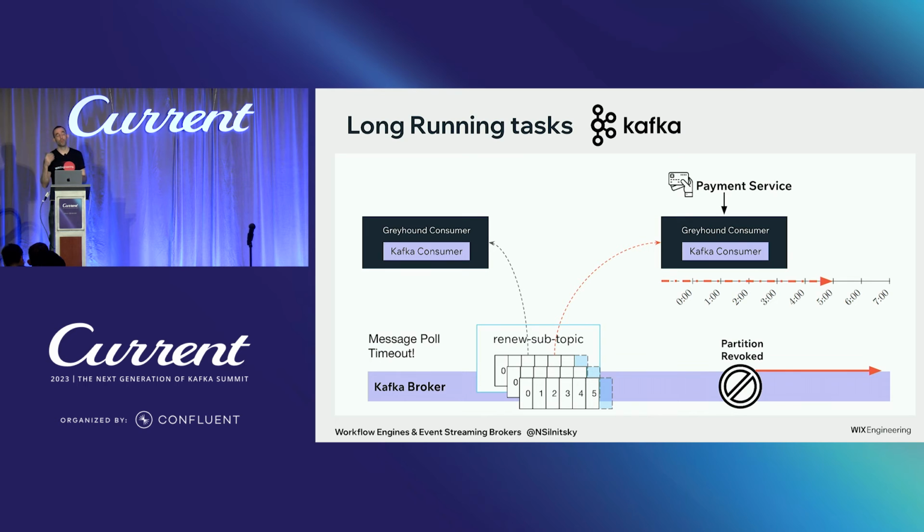So then the Wix developer either needs to try to break down the processing to smaller chunks, or to increase the partition revocation time, and then you can maybe suffer reduced throughput, or just allow duplicate processing and have the idempotency in place.